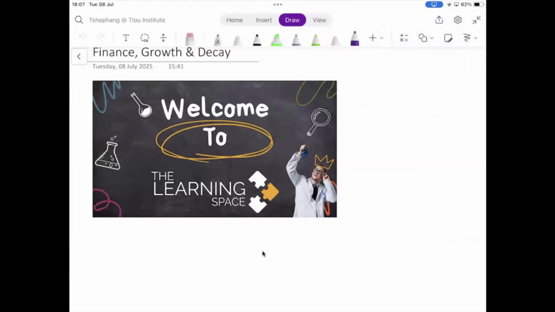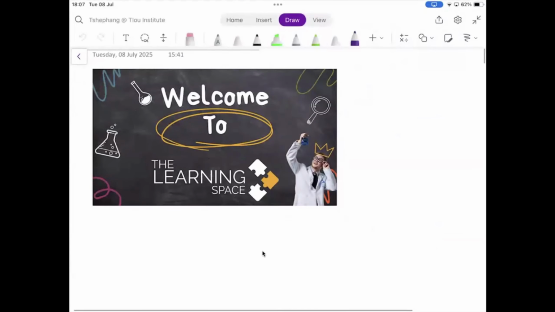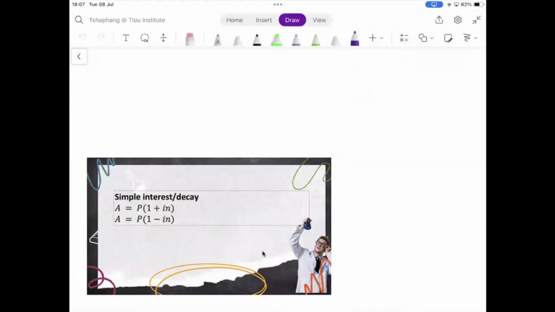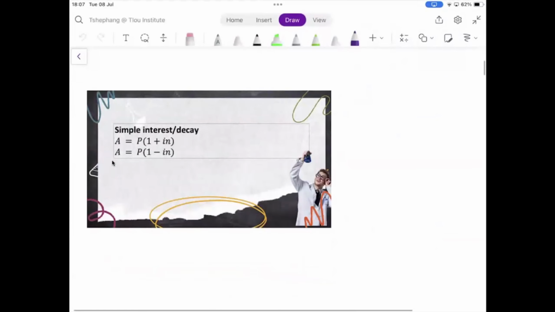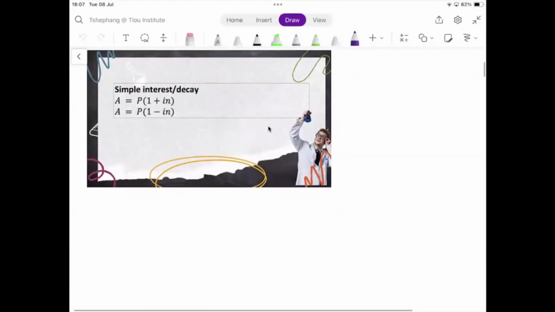So like I said, today we will be looking at financial mathematics. We're going to start from the very basics, simple interest, and then we're going to move on to compound interest. Now, let's talk about simple interest. These formulas are given on the formula sheet. Simple interest is the easiest one. I usually say simple interest is the simple one to do.